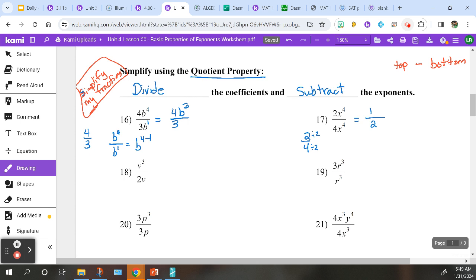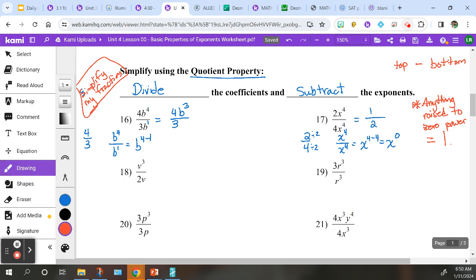Now, my x's, x to the fourth over x to the fourth. We are dividing, so we do subtract, and we get 4 minus 4. Now, this is the first time we end up with a final part with our variable that has an exponent of 0. And there is a special rule here. You should go ahead and make sure you write it on your paper. Anything raised to the 0 power equals 1.